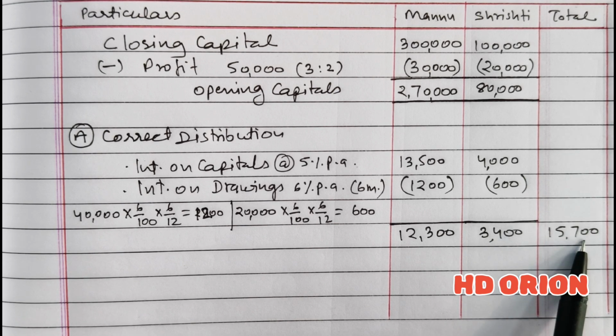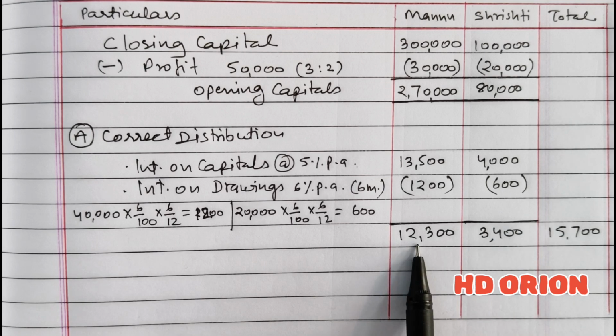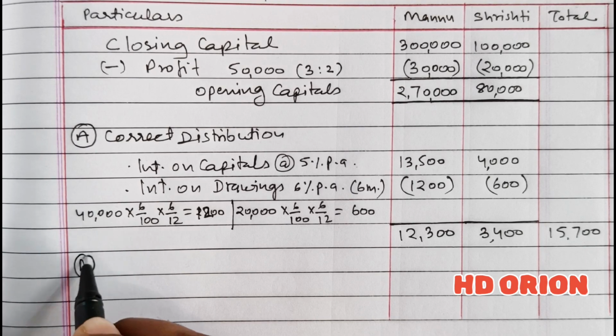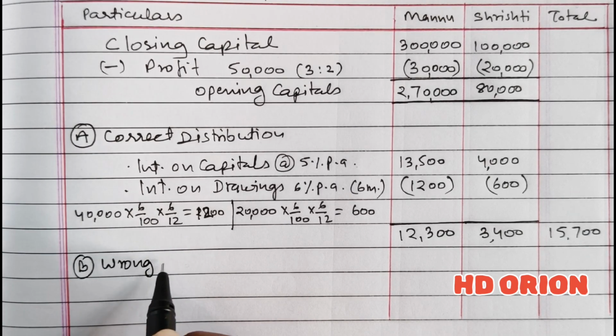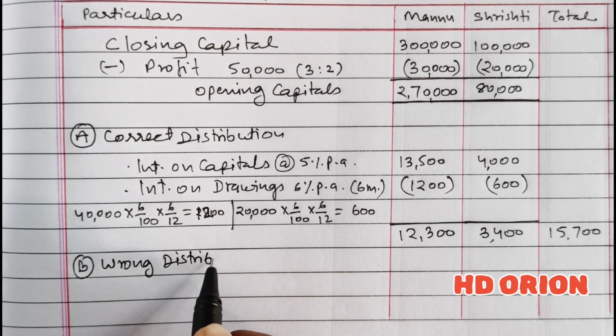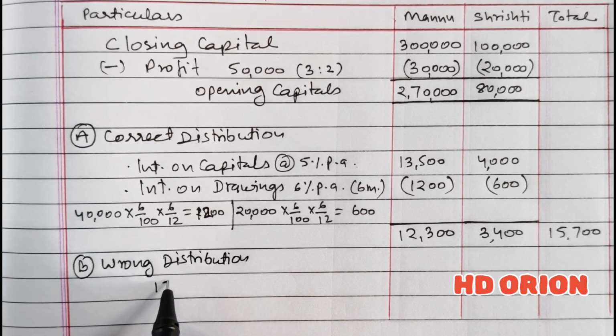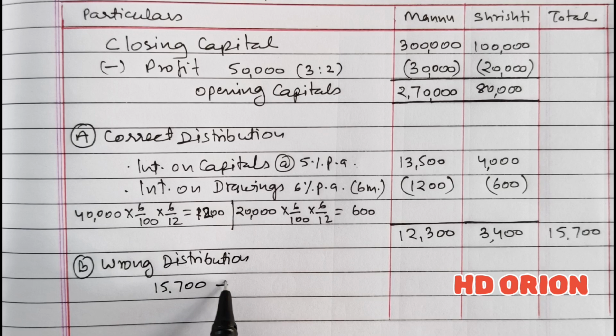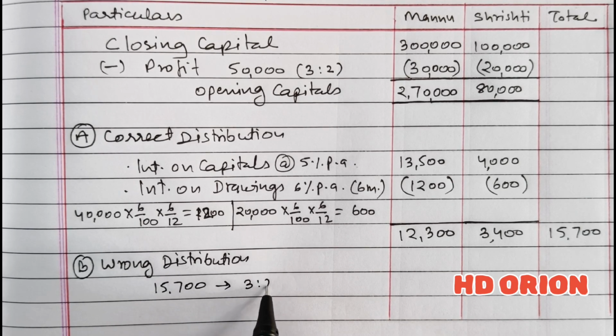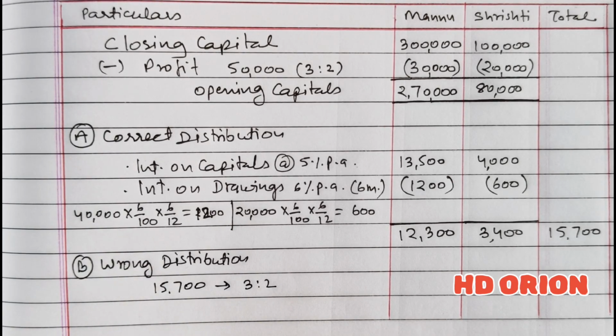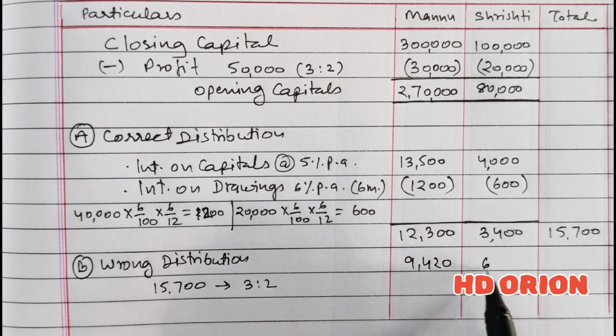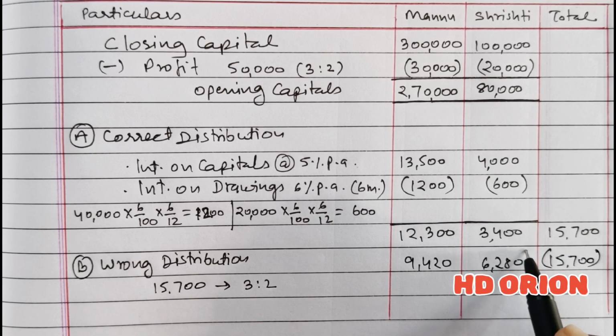This 15,700 out of total net profit was the amount to be given to the partners, but by mistake what we have done, wrong distribution, we have distributed this 15,700 in their profit sharing ratio, which is 3:2, without caring for interest on capital and interest on drawings. So when you split it, you get 9,420 and 6,280. So this, the same amount is to be compared.